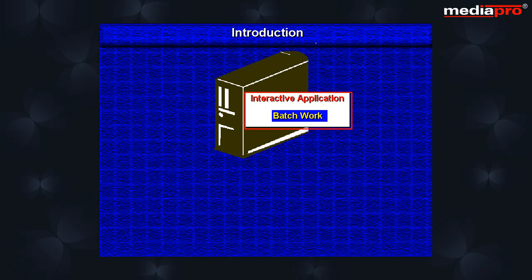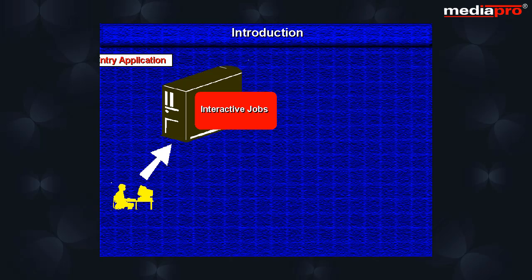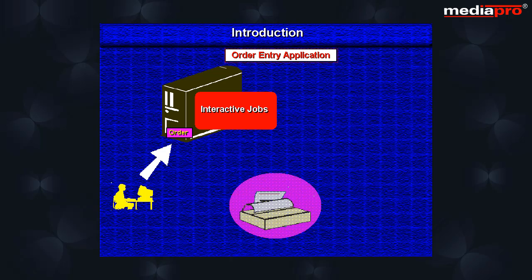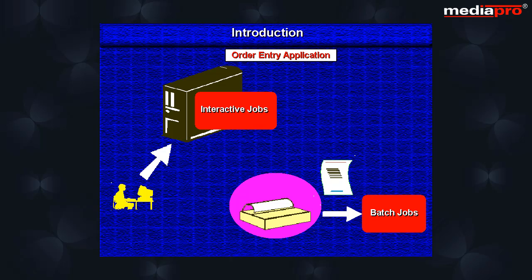An interactive application might also be performing work that is batch in nature. A typical example is an order entry application where an operator enters orders and each order is printed after it is entered. The printing part of the application is batch in nature, and hence it can be separated out from the interactive job and run asynchronously. This will also result in the interactive job running much faster than before.